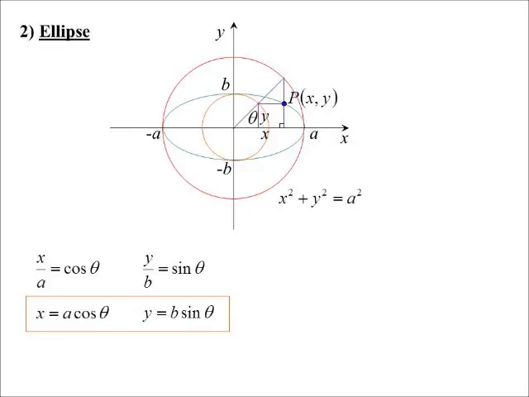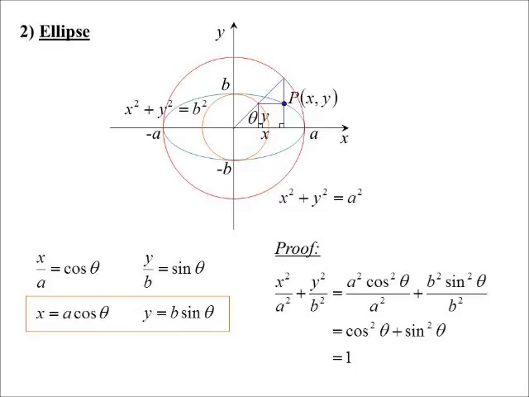So very similar to the circle's parametrics. The difference, of course, is that the radius changes. The x value, well, assuming a is the bigger one, has the major, and the y one has the minor. But basically, we're talking the x-intercept and the y-intercept there. We can sub it into x squared on a squared, y squared on b squared. And again, using our trig identities, we can show that does work. It equals 1.